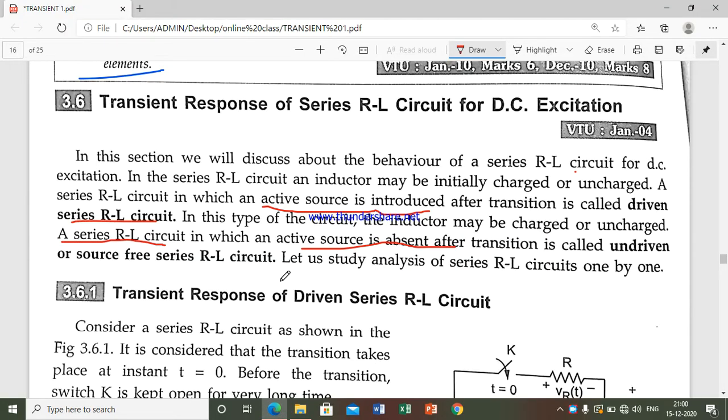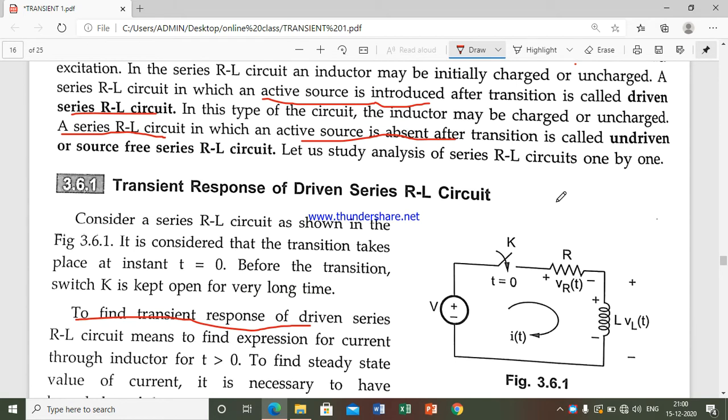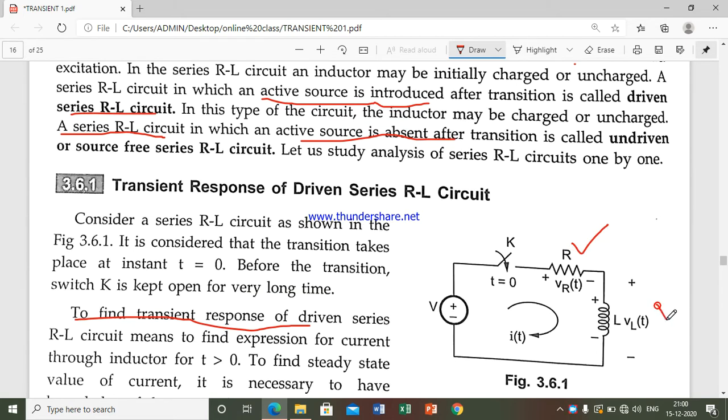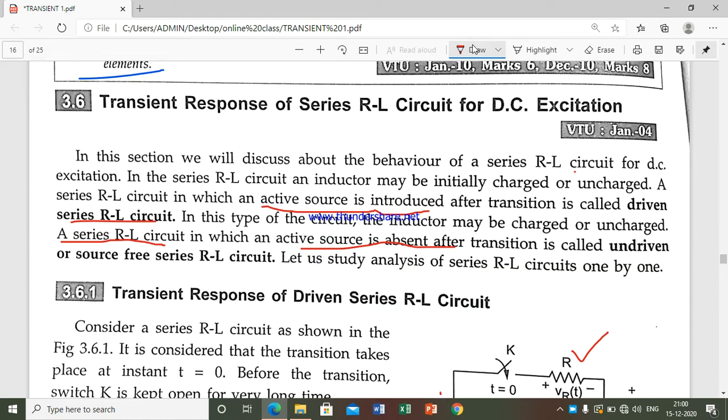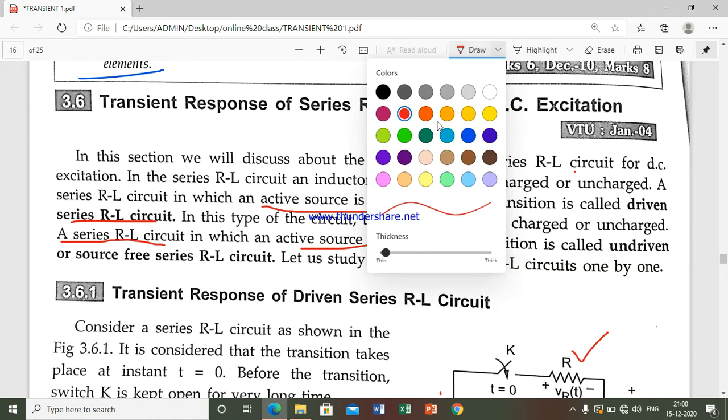In this session we will discuss the transient response of a series RL circuit for DC excitation. In the last class we discussed the meaning of transient response. Now, if you have R and L, the inductor, and it is excited by a DC voltage source E, how does the circuit behave? We will discuss this in this session.